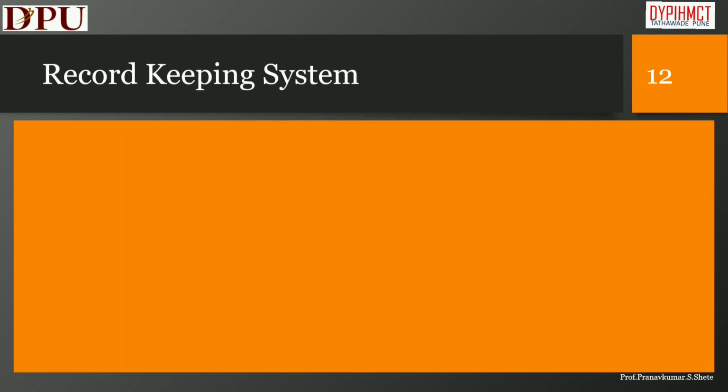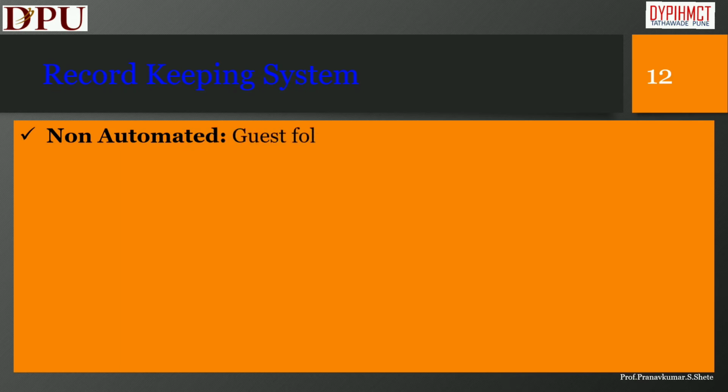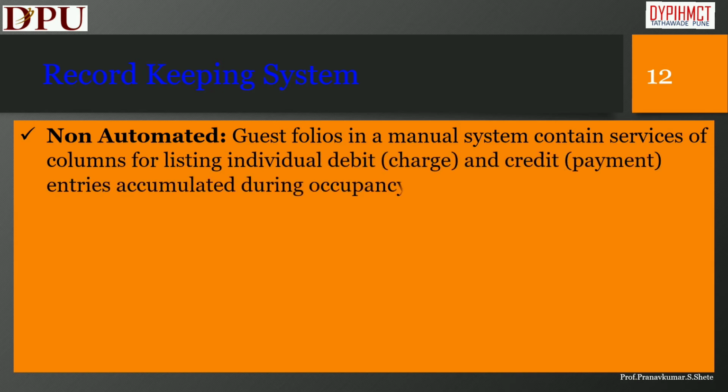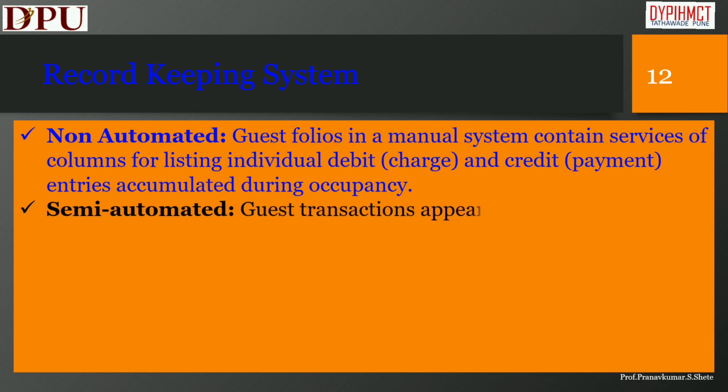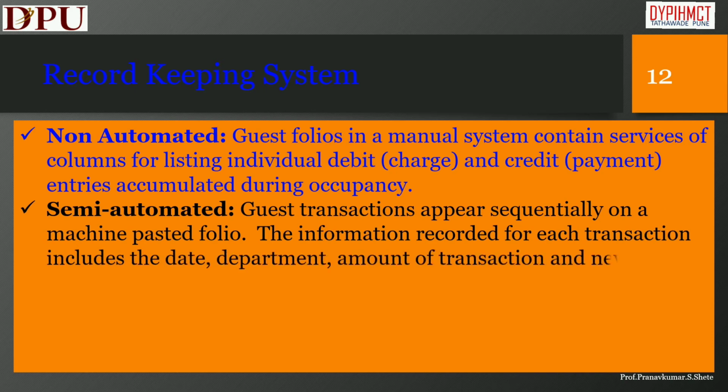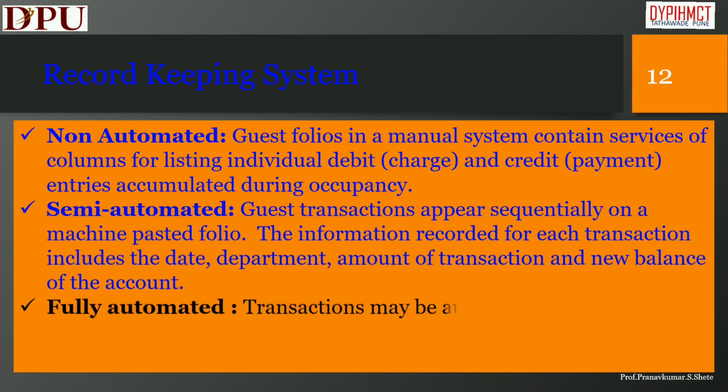Record-keeping systems. Non-automated: guest folios in a manual system contain columns for listing individual debit (charge) and credit (payment) entries accumulated during occupancy. Semi-automated: guest transactions appear sequentially on a machine-posted folio. The information recorded for each transaction includes the date, department, amount of transaction and new balance of the account. Fully automated: transactions may be automatically posted to an electronic folio.